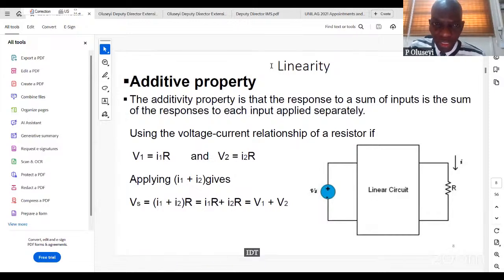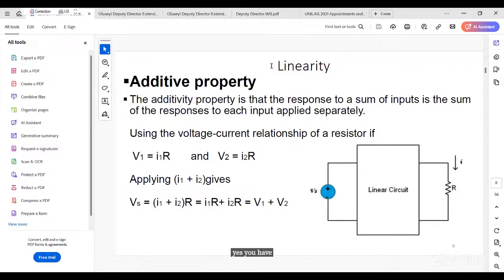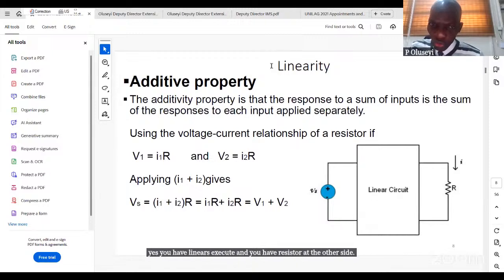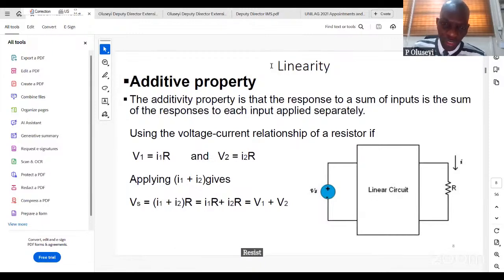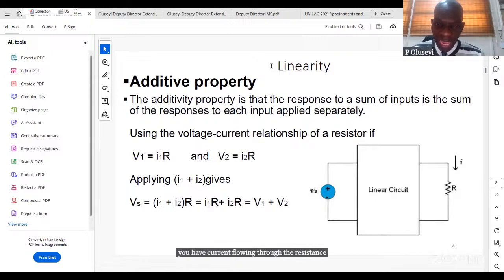Additive property, as you have seen, is this: you have a voltage Vs, a linear circuit, and a resistor at the other side with current flowing through the resistance. In this place, you can break it into two. The current flowing through the resistance can be I1 plus I2. You can have V1 as I1R, and you may have another resistance, V2 equals I2R. So that is a relationship between voltage and current of a resistor.